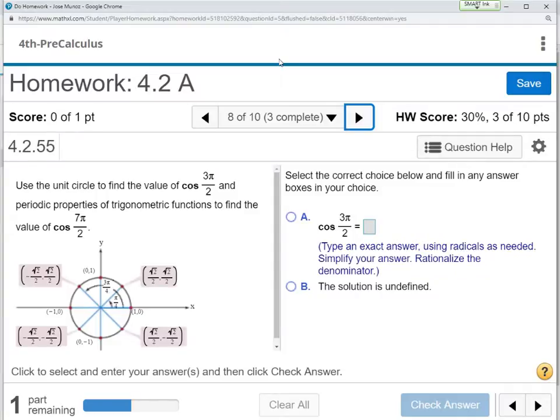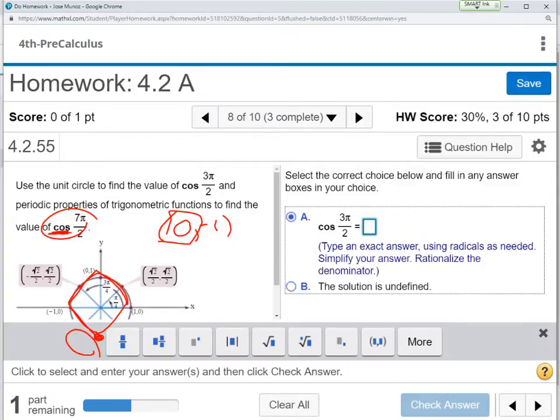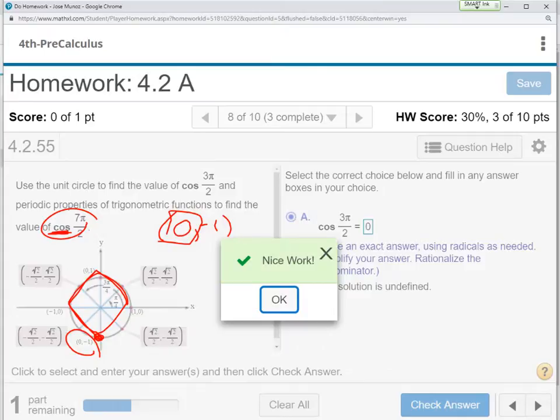So here, check it out. This is 7 pi halves, right? So here's 1, 2, 3, 4, 5, 6, 7, right? And then I've got, I don't know if you can see that, but that's 0, -1. And I want the cosine value, which is the x value. So that's just 0.